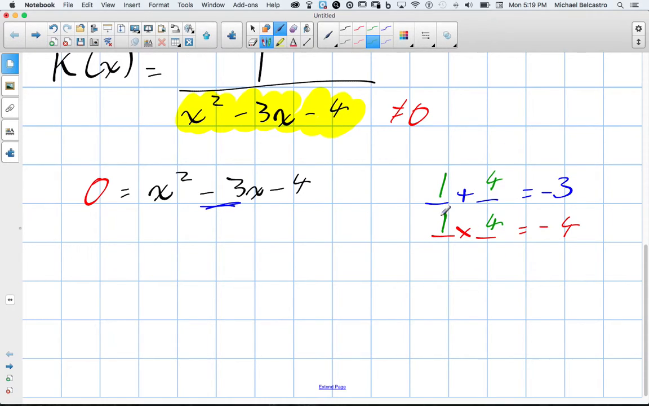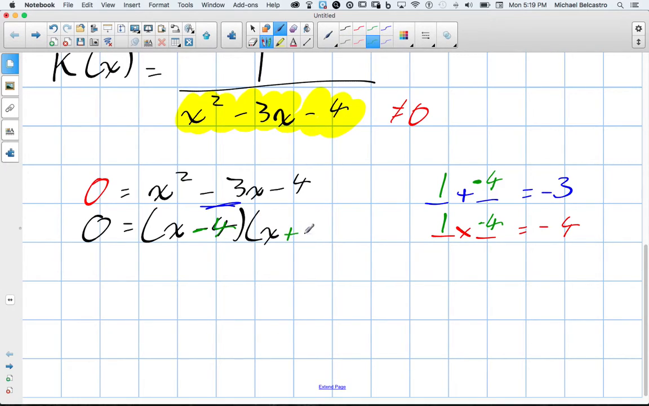One of these has to be negative. And it turns out if the 4 is negative, then the addition is true. And if the 4 is negative down here, the multiplication is true. So that works out really nicely. So we're left with 0 is equal to x minus 4, I should write it in green here. So that's one of them, x minus 4, and x plus 1.